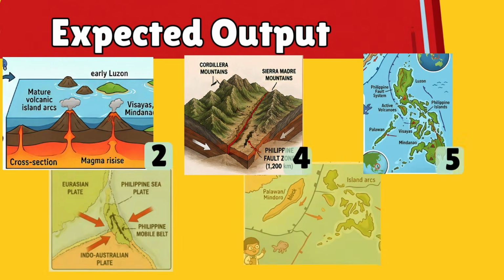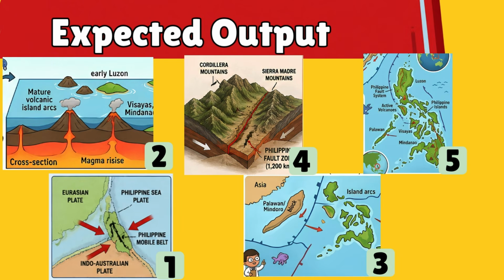And now for the answer key or the expected output, the proper arrangement is: first is the convergence of the plates. Second is the formation of the volcanic island arc. And then third is the movement of the Palawan-Mindoro block. And then fourth is the formation of mountain ranges and the formation of the Philippine Fault Zone. And number 5 is the present.